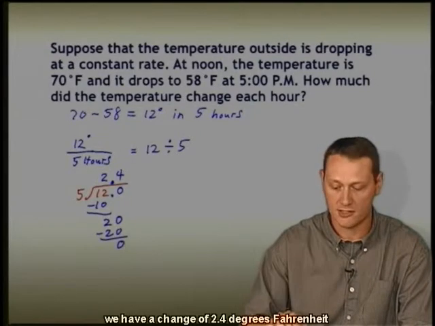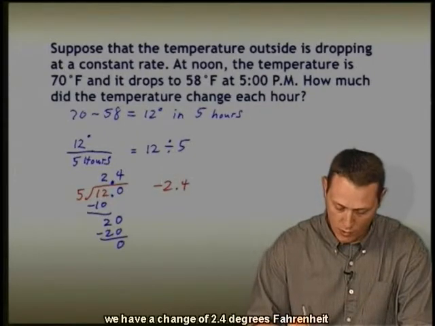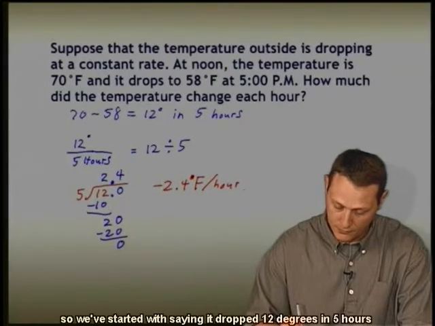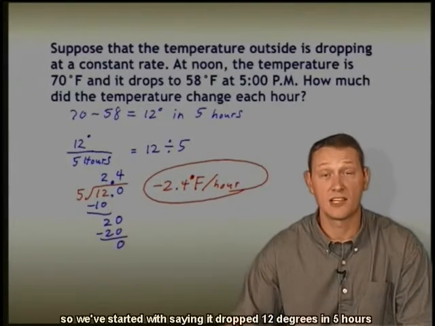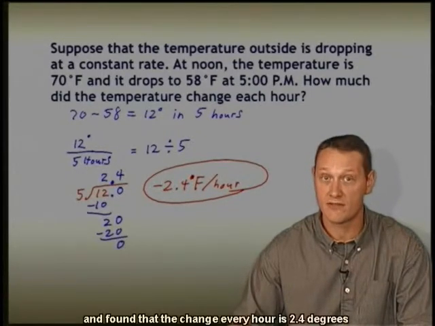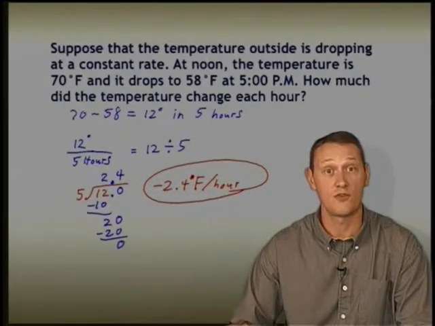Let's write that as an answer. We have a change of 2.4 degrees Fahrenheit every hour. So we started with saying that it dropped 12 degrees in 5 hours, and so we divided 12 divided by 5 and found that the change every hour is 2.4 degrees.